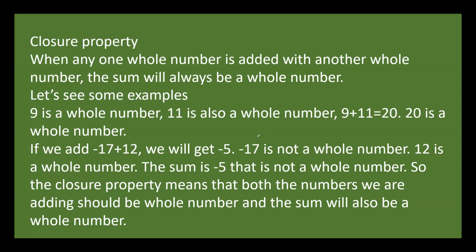So if you get the result positive, then also it is not closure property until you check whether both of the numbers that you're adding are whole numbers or not. If all three are whole numbers, then it is known as the closure property. So 12 is a whole number, the sum is 5, minus 5, and minus 5 is not a whole number. So the closure property means that both the numbers we are adding should be whole numbers and the sum will also be a whole number. So this means closure property. I hope you got it.